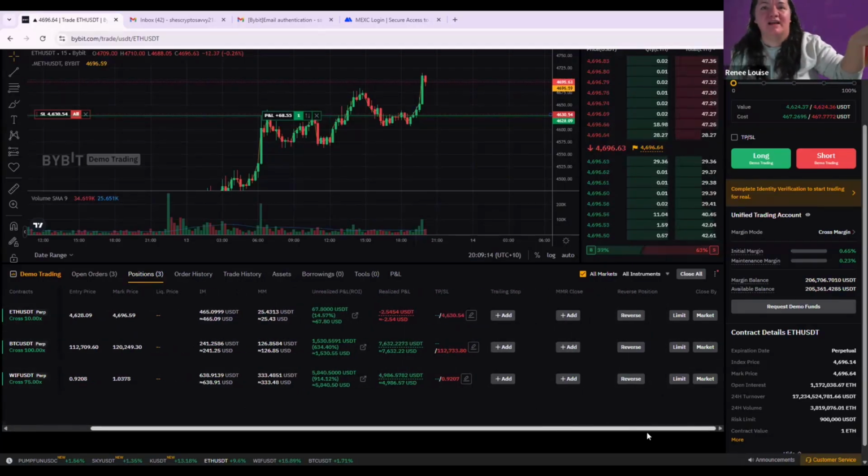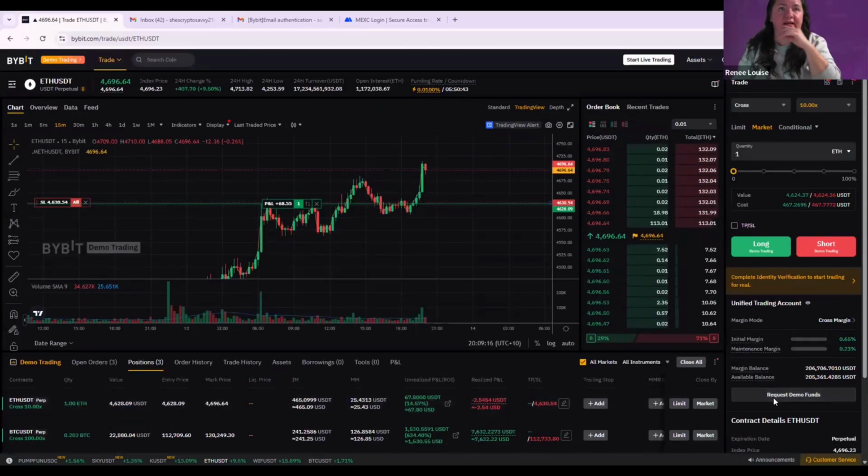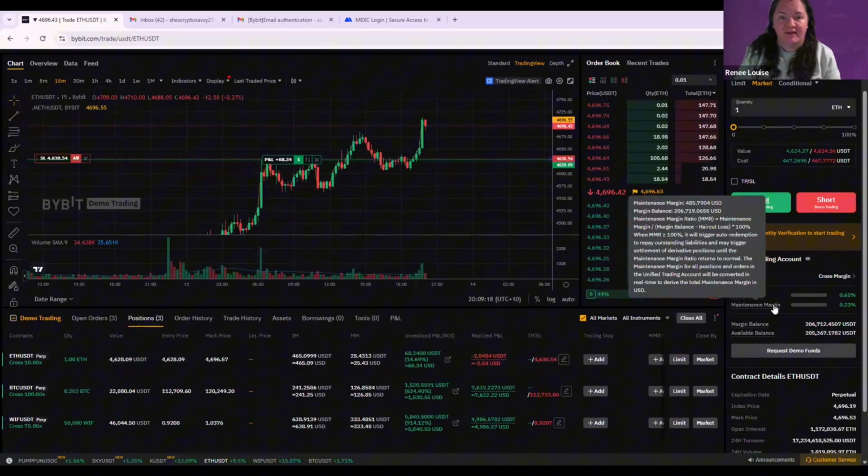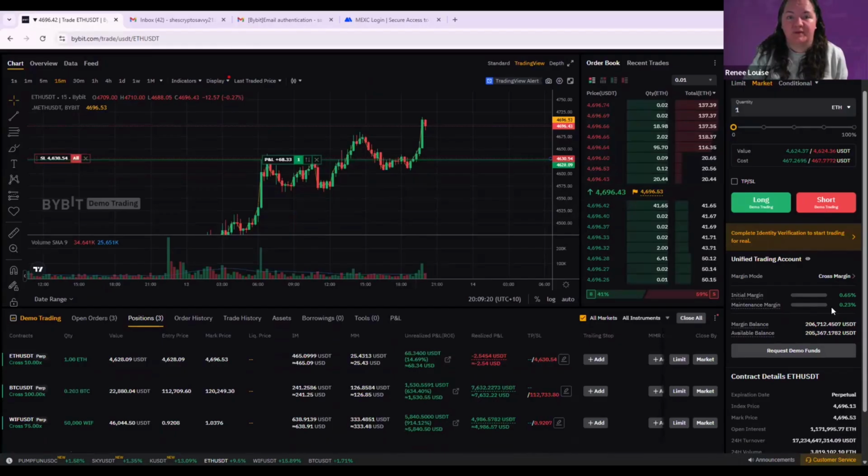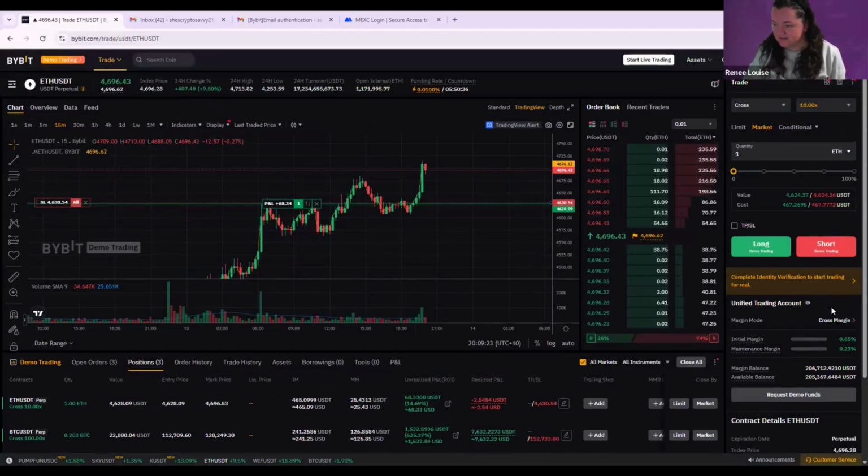As I said, we will go over more of the platform and we'll actually do some more trading in the platform when we're doing the advanced trading account. But that's going to be the biggest kind of differences.